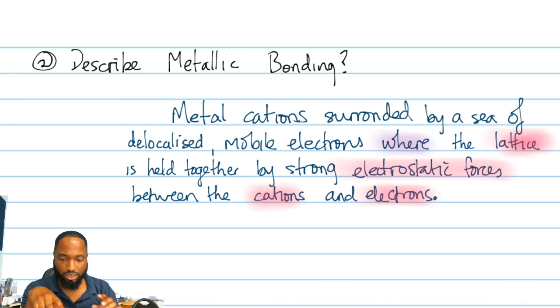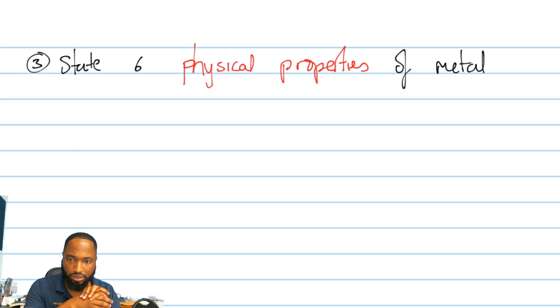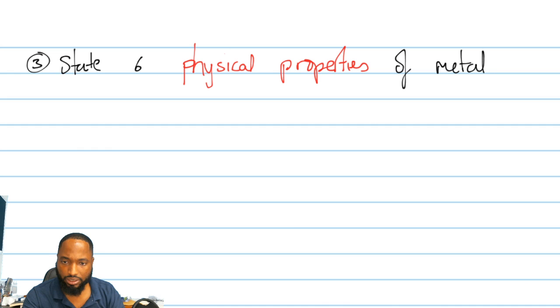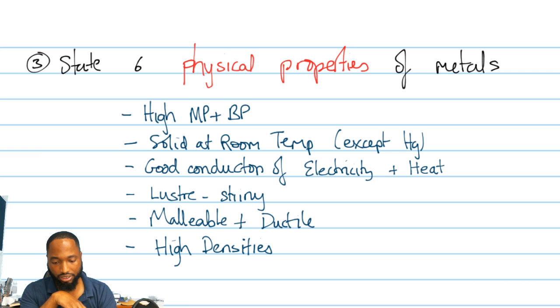State six physical properties of metals. We want six physical properties. So we have a high melting point, high boiling point, solid at room temperature except mercury, conductors of heat and electricity, shiny, malleable, ductile, and high density.